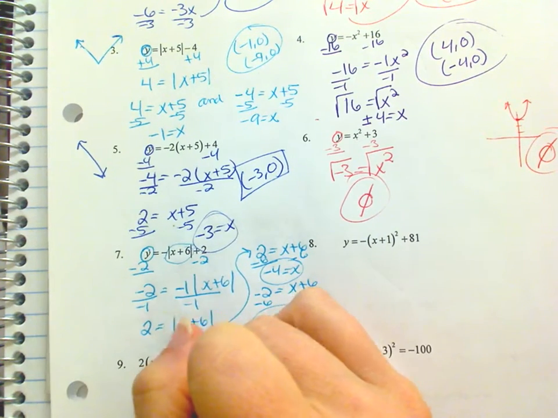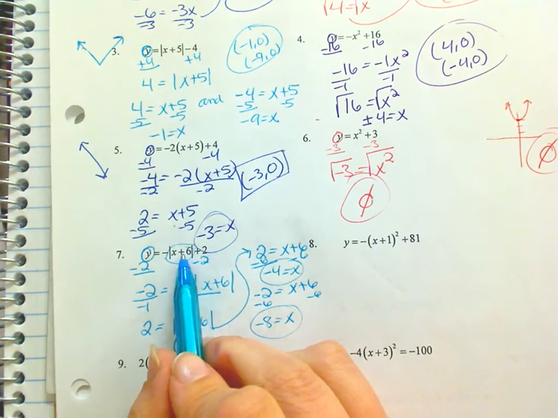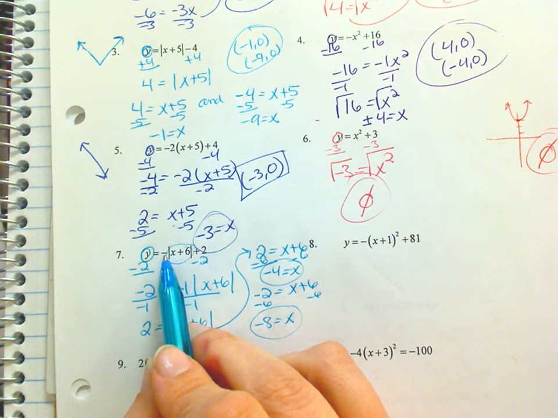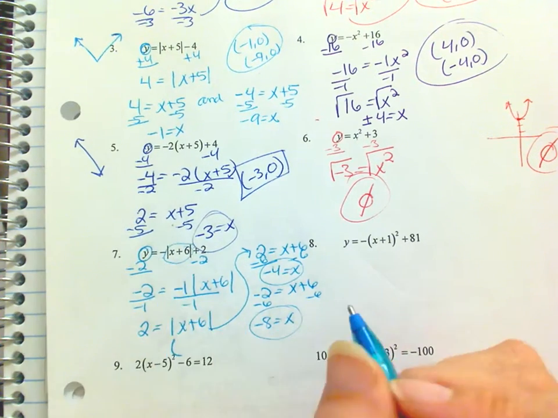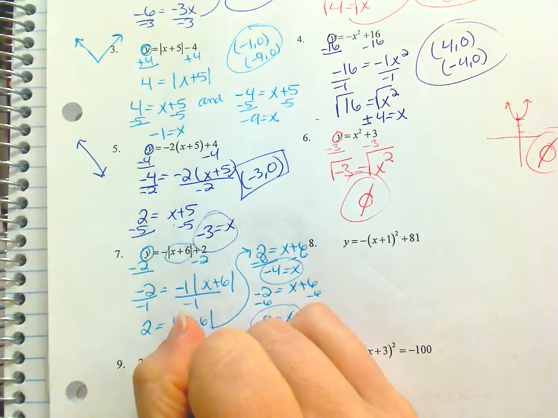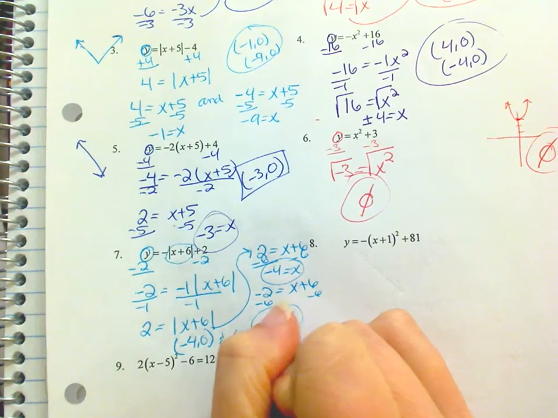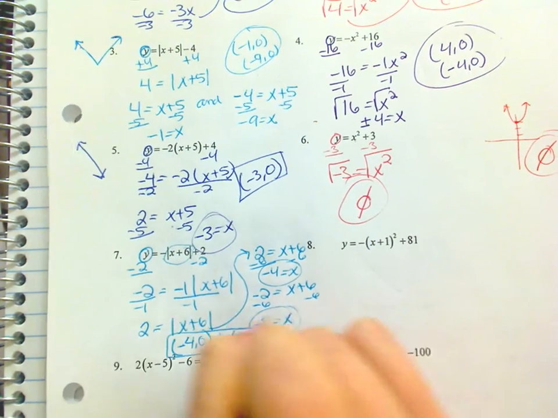So final solutions, this is a V-graph. You start up 2, it goes back 6, it opens down, so it's going to cross the x-axis 2 different times. Once at negative 4, 0, and one further over at negative 8, 0.